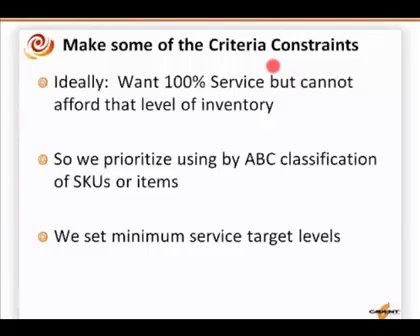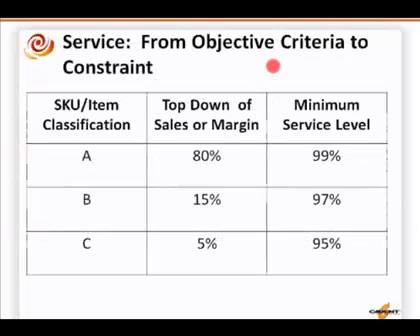Ideally, we like to get 100% service, but most people can't afford that level of inventory. So what do we do? We prioritize our SKUs that we want to set the inventory levels at by ABC classification, and we set some minimum service target levels. In other words, we turn service from an objective criteria into a constraint. Here's the formula a lot of people use.